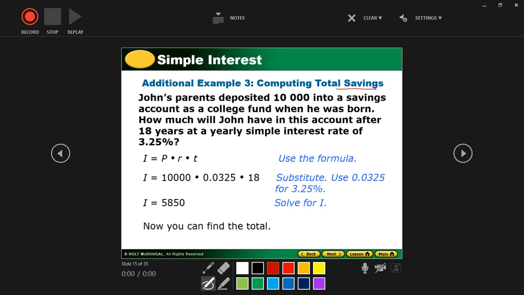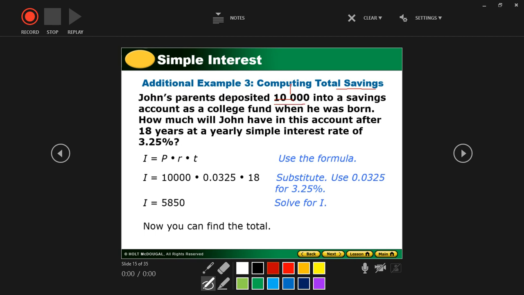The principal amount plus the interest. We have here the scenario. John's parents deposited 10,000 pesos into a savings account as a college fund when he was born. How much will John have in this account after 18 years at a yearly simple interest rate of 3.25%? So since John's parents are responsible, they deposited 10,000 pesos into a savings account for John.